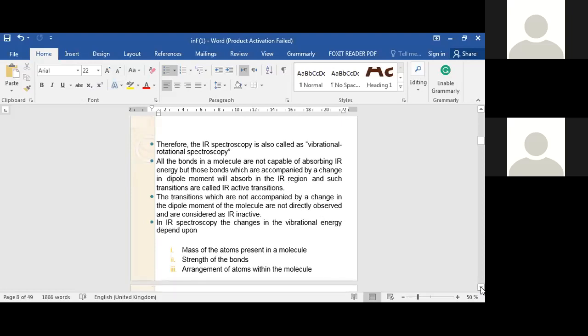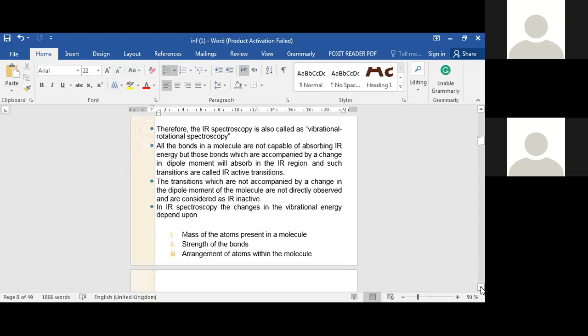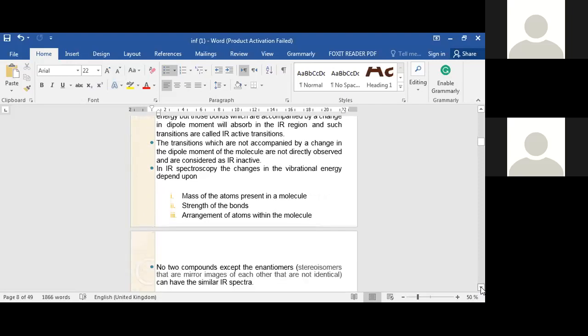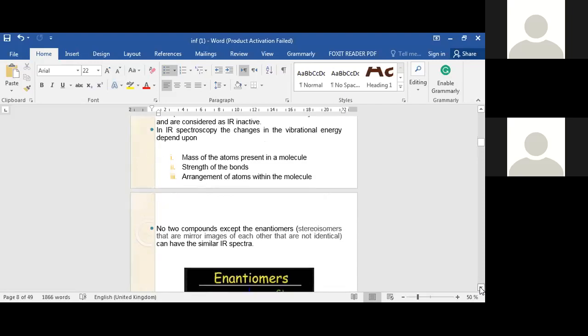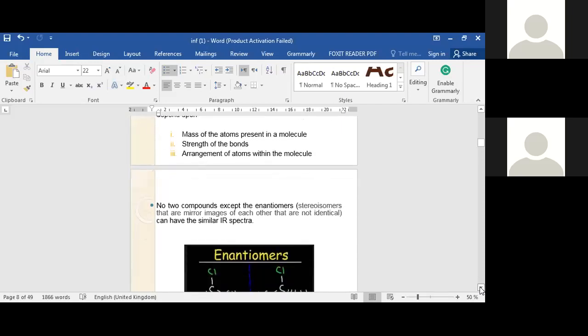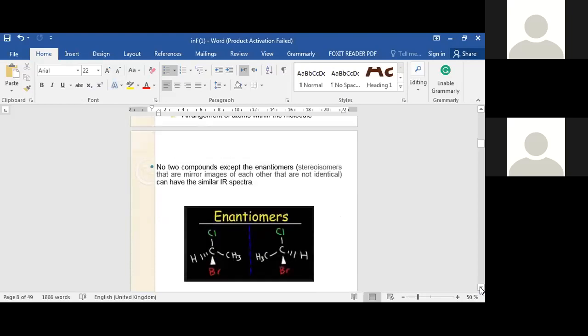So no two compounds can have a similar IR. There are no two compounds similar in the IR except the enantiomers, if you remember this term. Enantiomers, stereoisomers that are mirror images.